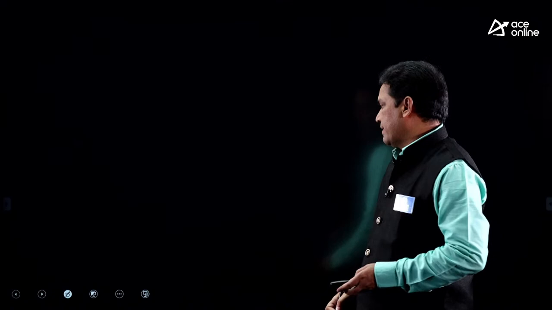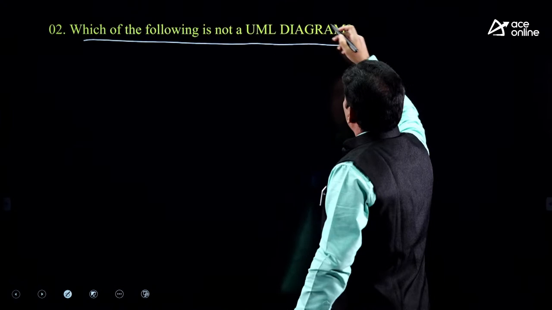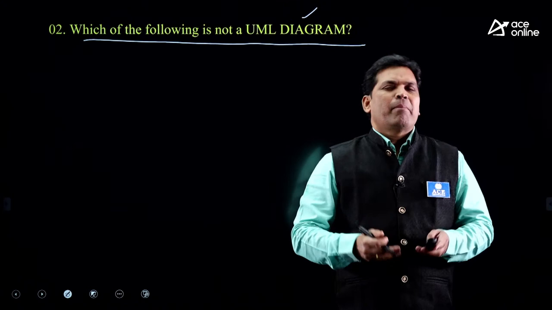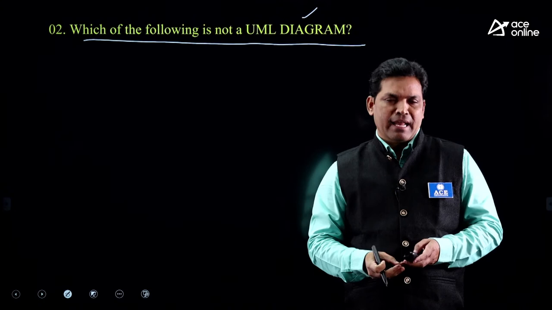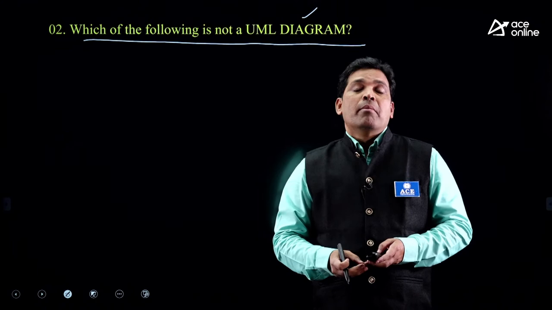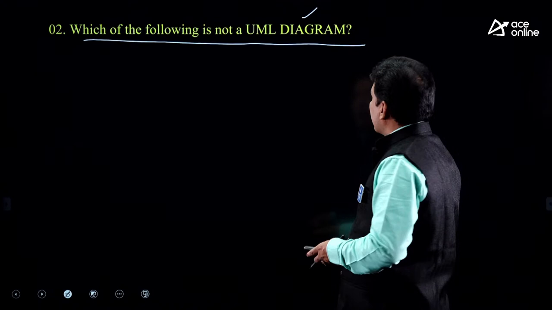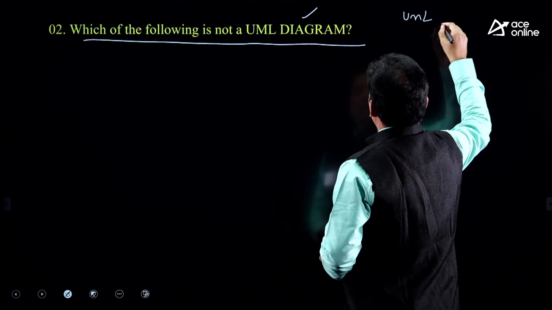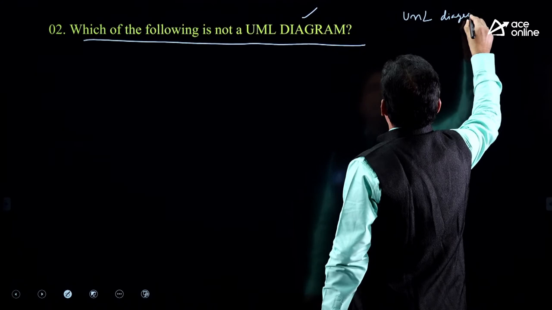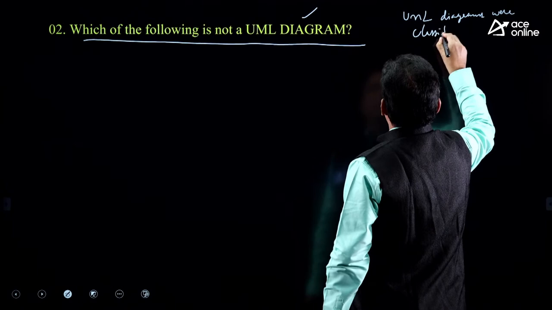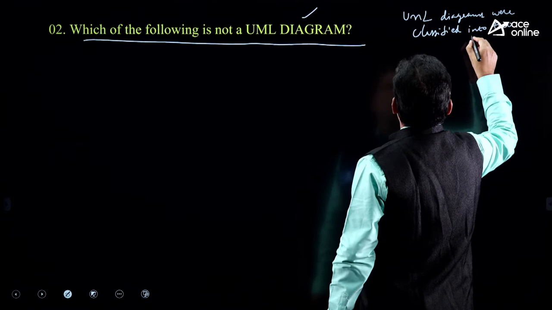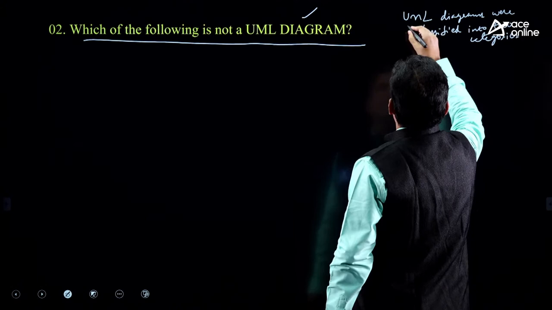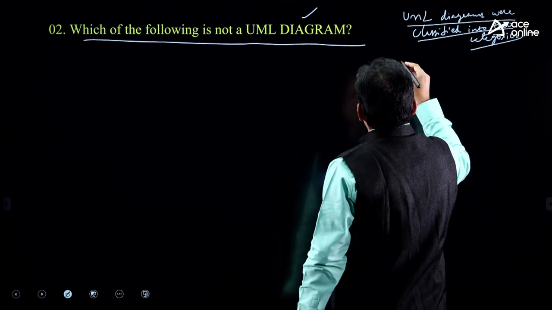Coming to the second question. Which of the following is not a UML diagram? Let's see. So UML diagrams. What is the importance of this UML? Briefly, we had discussed. UML stands for Unified Modeling Language, one of the object-oriented modeling languages which is used for modeling the software system. UML diagrams were classified into two categories. What are those two categories? The first one is structural diagrams.